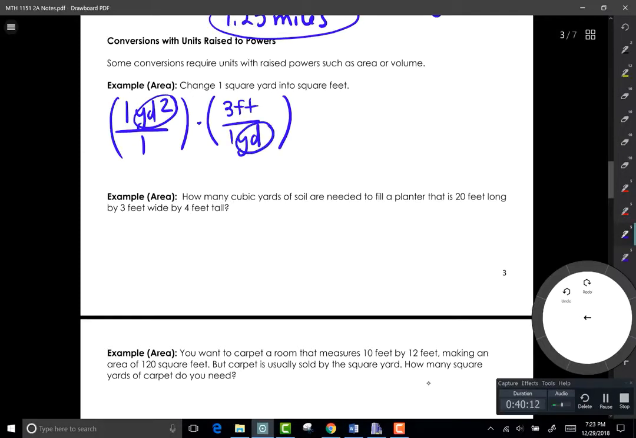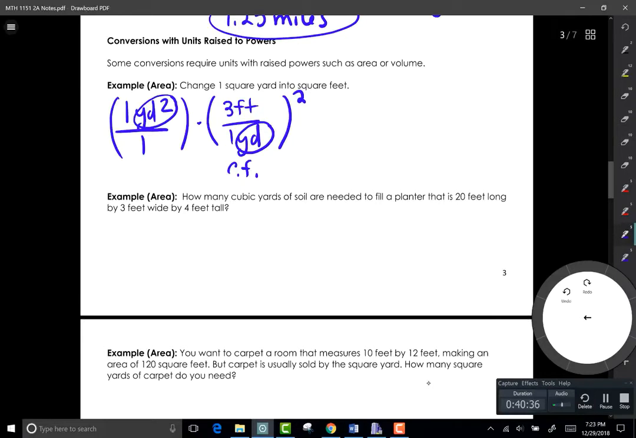So I have to somehow figure out a way to make that yard squared. I can do anything I want as long as I do it to both the top and the bottom, right? This whole conversion factor is equivalent to 1. And when I take 1 and square it, it's still 1. So I can square this conversion factor. So I'm going to square this. It's still equivalent to 1.